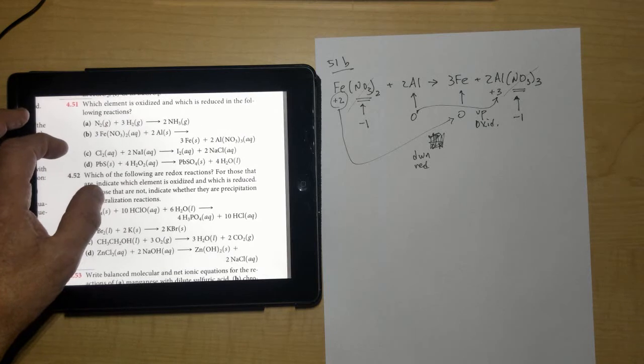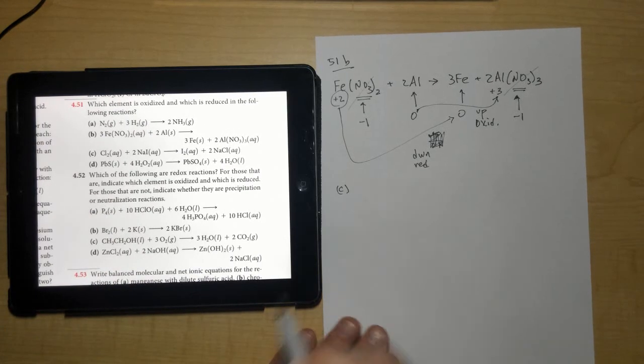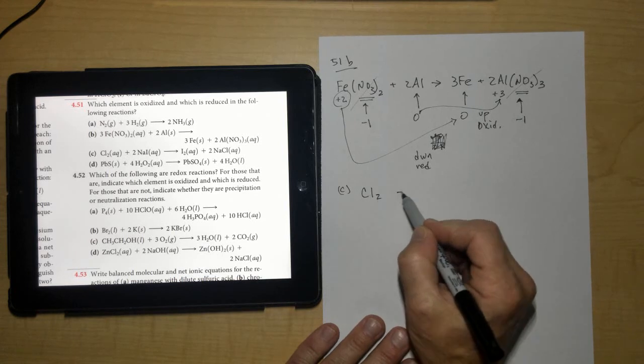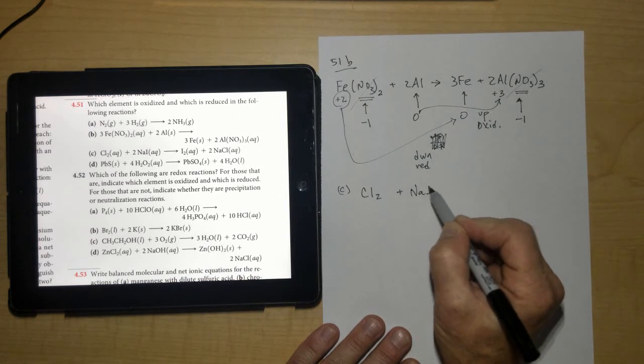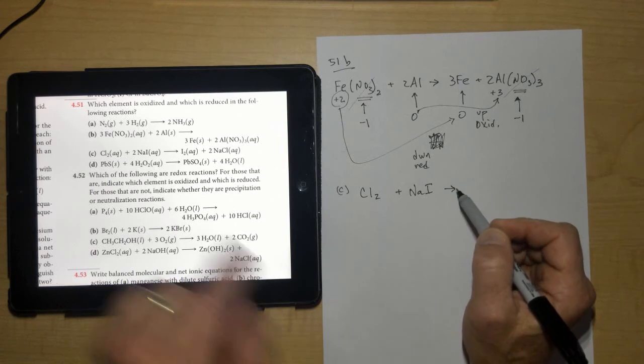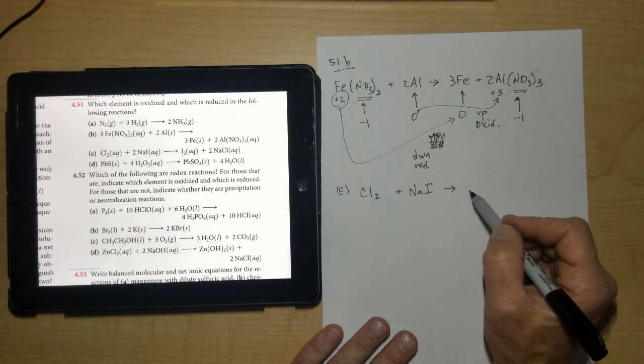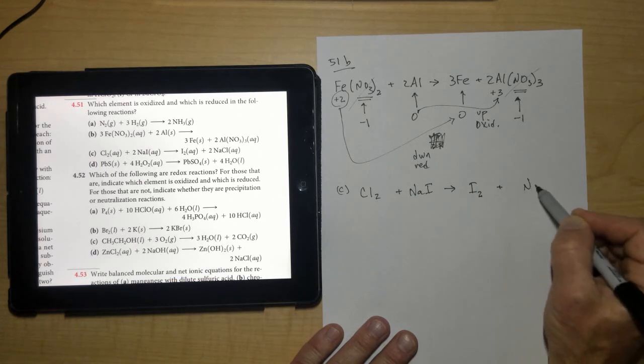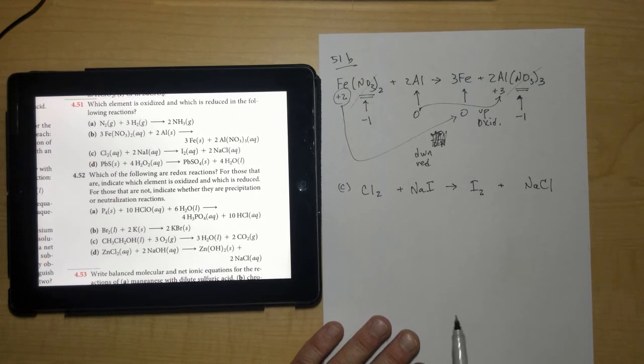Should we go on and do C? All right, we'll do C. So C is Cl2 plus 2NaI. I'm just going to ignore the 2 because that's not going to be part of assigning oxidation numbers. I2, and then we've got NaCl over here, and I'm going to ignore the 2 once again because that's not part of assigning oxidation numbers.